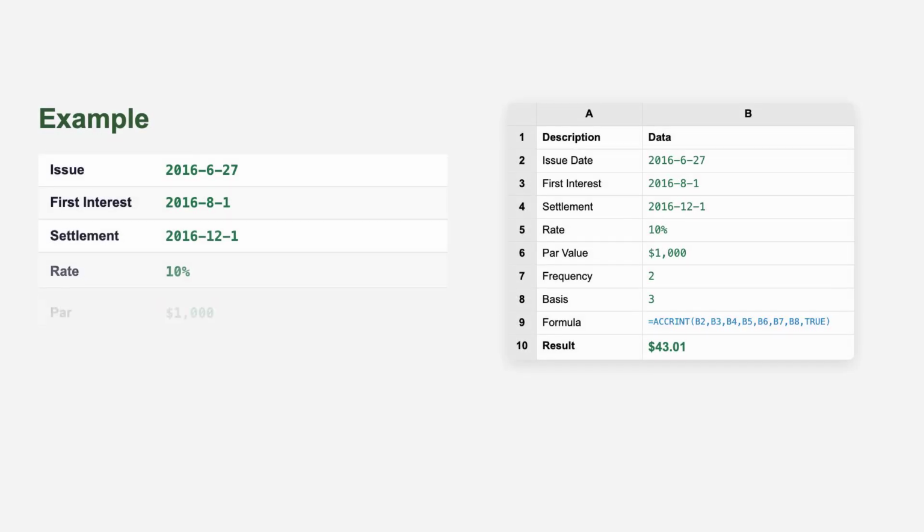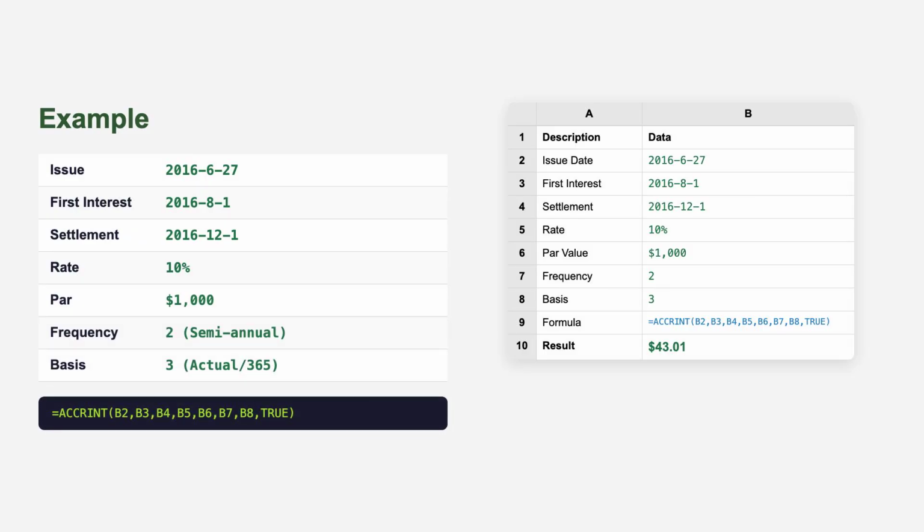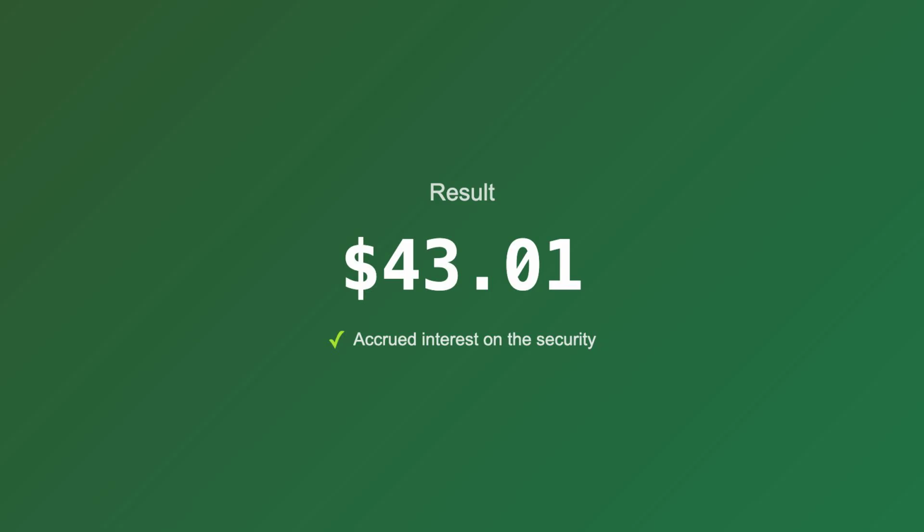Here's an example. We have a security issued on June 27, 2016, with its first interest date on August 1, 2016. The settlement date is December 1, 2016. The annual rate is 10%, par value is $1,000, frequency is 2 for semi-annual, basis is 3 for actual over 365, and calc_method is TRUE. The ACCRINT function returns $43.01. This is the accrued interest that has built up on this security from the issue date to the settlement date.